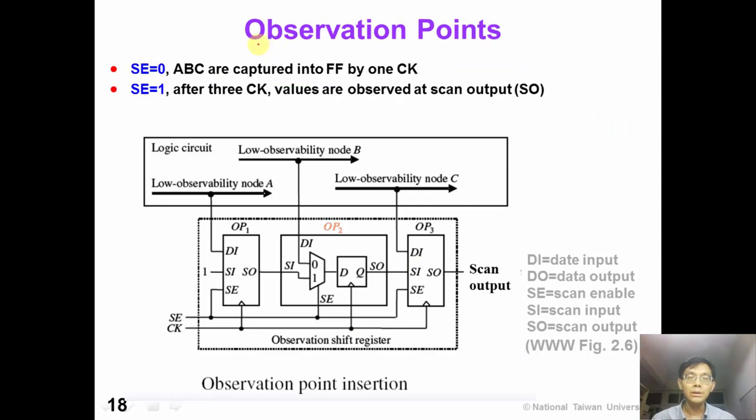This slide shows an example of observation points for sequential circuit. Suppose nodes A, B, and C are of low observability and we want to observe their values in test mode. So we connect signals A, B, and C to the data input pins of observation points 1, 2, and 3 respectively. When scan enable is equal to 0, this mux would select the data input.